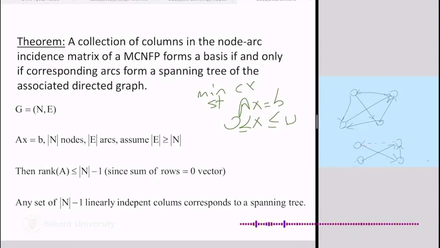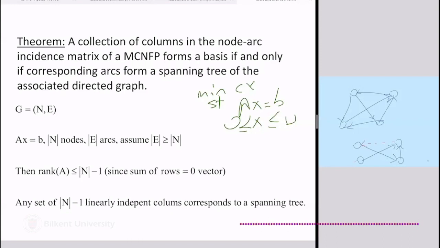I'm trying to solve this with the network simplex algorithm. Here is the theorem. Remember, I'm trying to find a basis, and the basis is my collection of columns, which represent my basic variables. The theorem says if your matrix is a node arc incidence matrix, your basis is a spanning tree of your graph. Spanning tree: no cycles, touches every node, n-1 arcs. This is crucial.